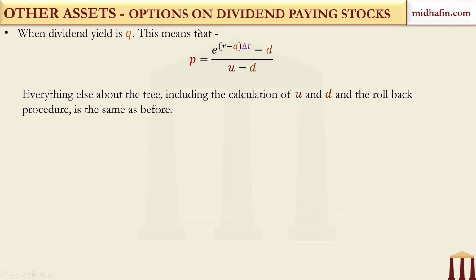Only the calculation of probability changes and it becomes e raised to the power of (r minus q) times delta t, minus d, divided by u minus d, where q is the dividend yield. Even the calculation of u and d is the same, sigma root delta t. Okay, e raised to the power of sigma root delta t for u and e raised to the power of minus sigma root delta t for d.